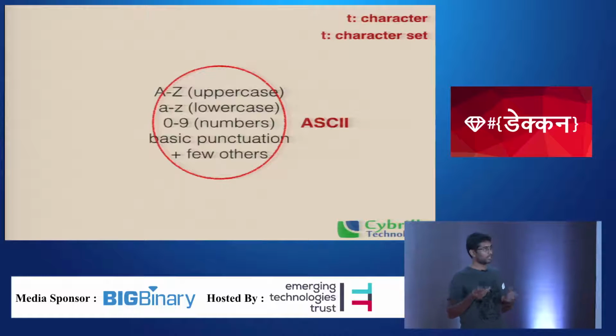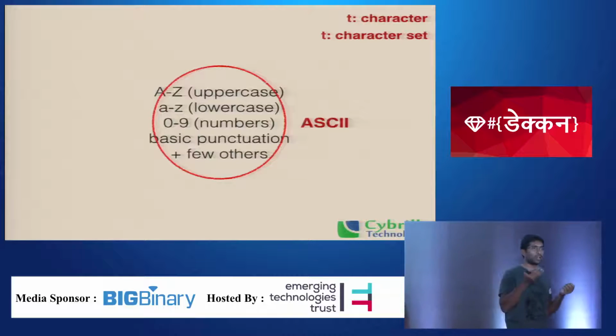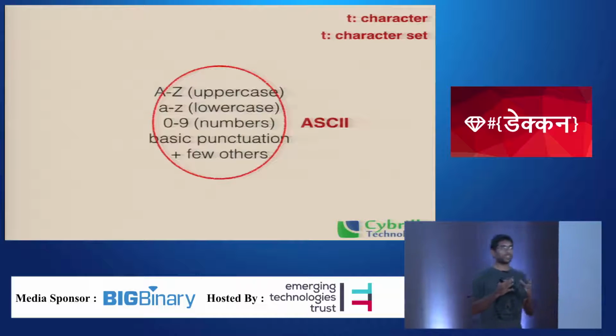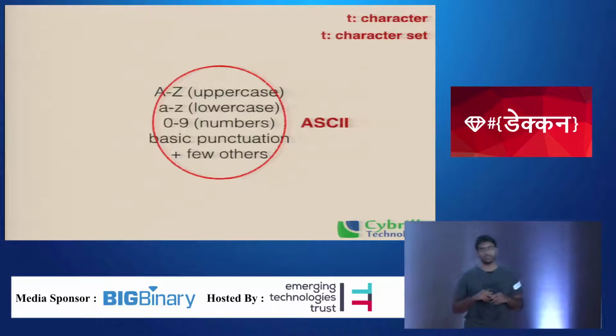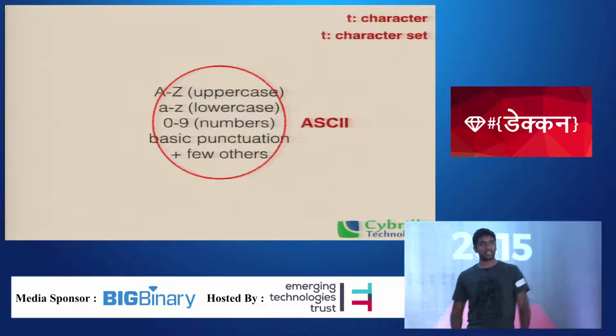A character is nothing but any representation which has some meaning in human language. That's alphabets, numbers, punctuation marks, any symbol. Even the dollar or pound symbol is a character. And a character set is nothing but a group of characters. So the ASCII character set is a group of these characters.